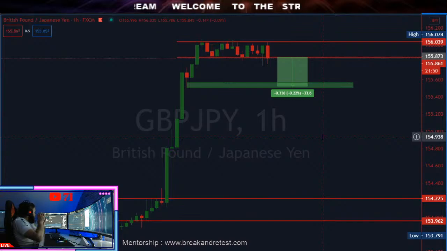Erman, good morning, welcome back. When you take a trade on 1 hour, how many pips of profit do you look for? It all depends on the setup, but 10 to 20 pips most of the time. 10, 15, 20.